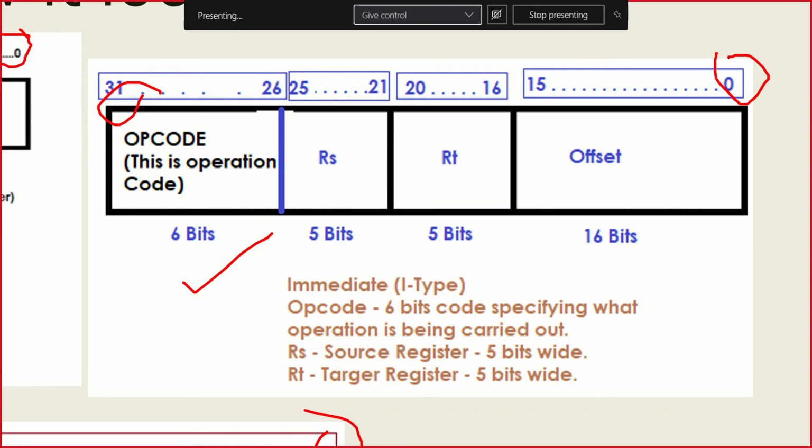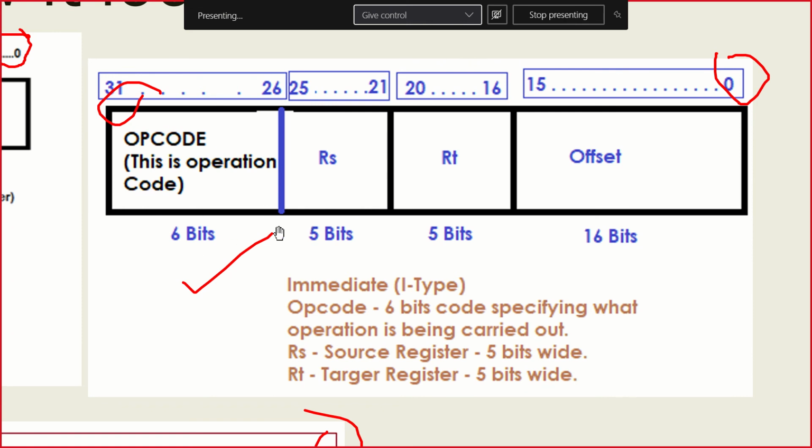Okay. What is the offset? The value that you need to work on will be specified here. The 16 bits will be specified. And I need source and destination registers as usual. You can see that RT is the target register, RS is the source register, and both of them are 5 bits wide only, and first 16 bits are available for the offset. The second 5 bits are given for RT, the third 5 bits are given for RS, and the operation code will be taking 6 bits.